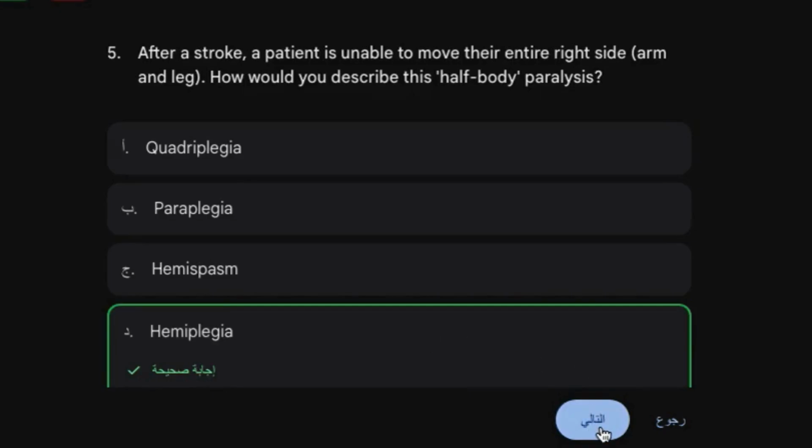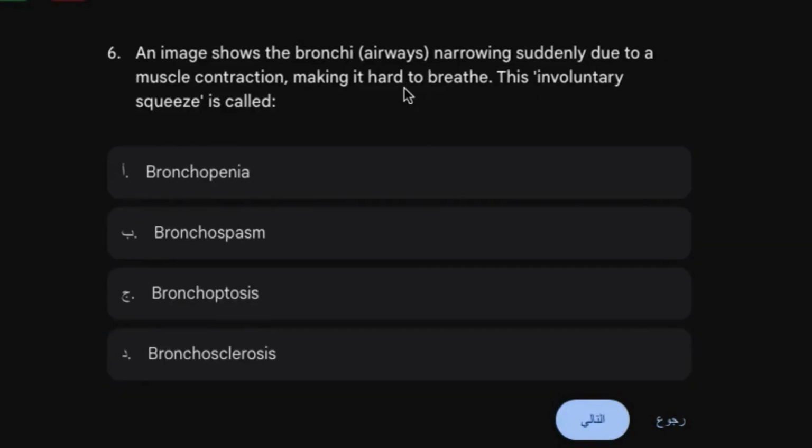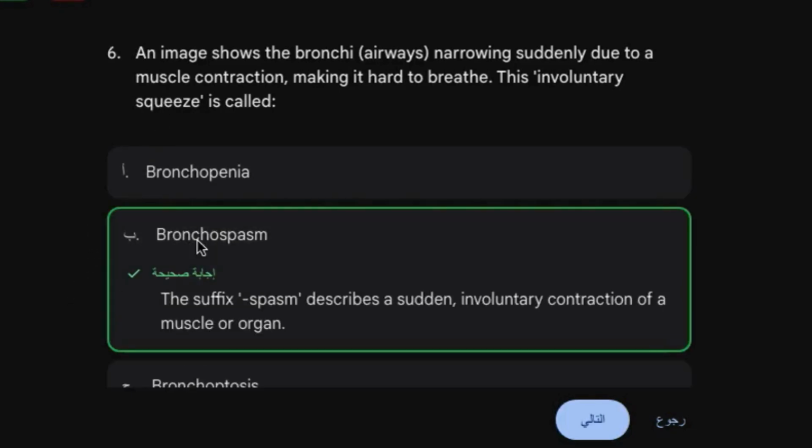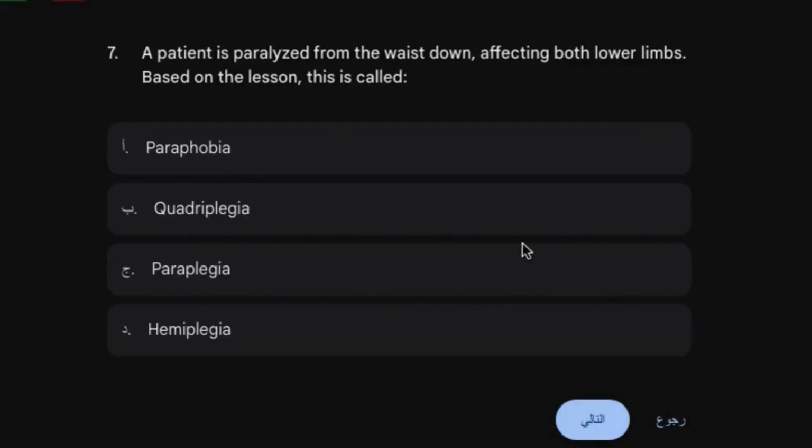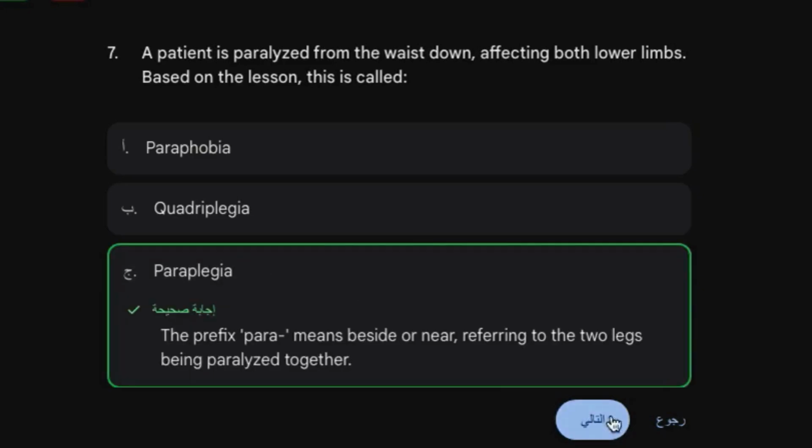Okay? Next we have this. There is a narrowing of the airways, of the bronchi. What is this called? Bronchospasm. Okay? A patient is paralyzed from the waist down. So both lower limbs are paralyzed. This is called paraplegia. Exactly. Para means beside or near.